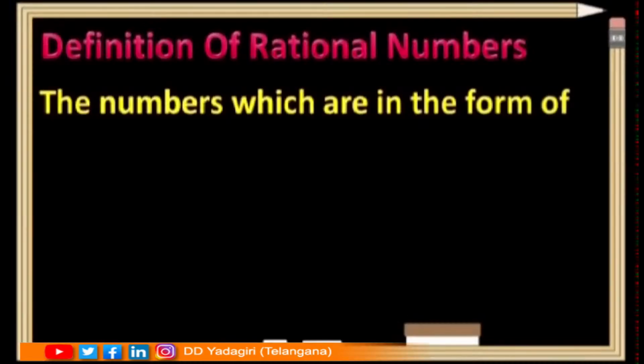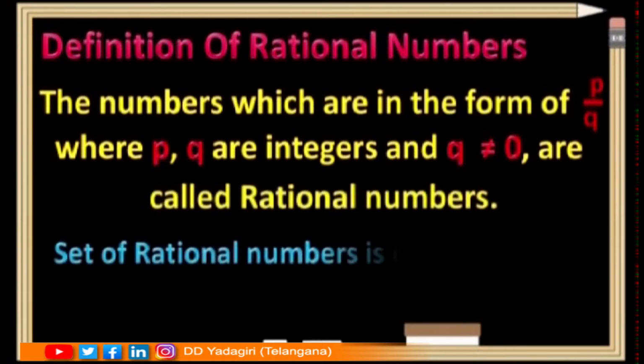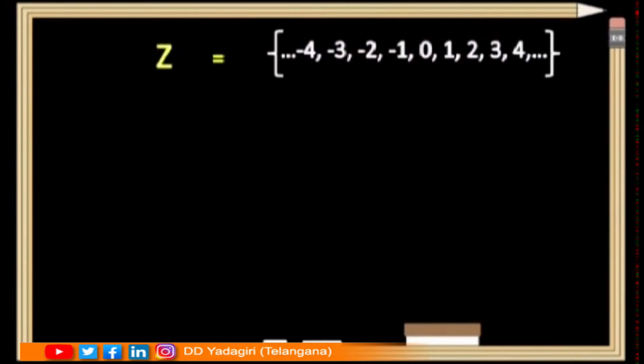Till now we have learnt about the natural number system, whole number system, and integer system. Now we recall the definition of the rational number system. The numbers which are in the form p by q, where p and q are integers and q is not equal to 0, are called rational numbers. So the set of rational numbers is denoted by Q. Students, did you observe one condition? Here q is not equal to 0. Why was it mentioned? Because division by 0 is not defined. So that's why the condition was mentioned. So this is the definition of rational numbers.